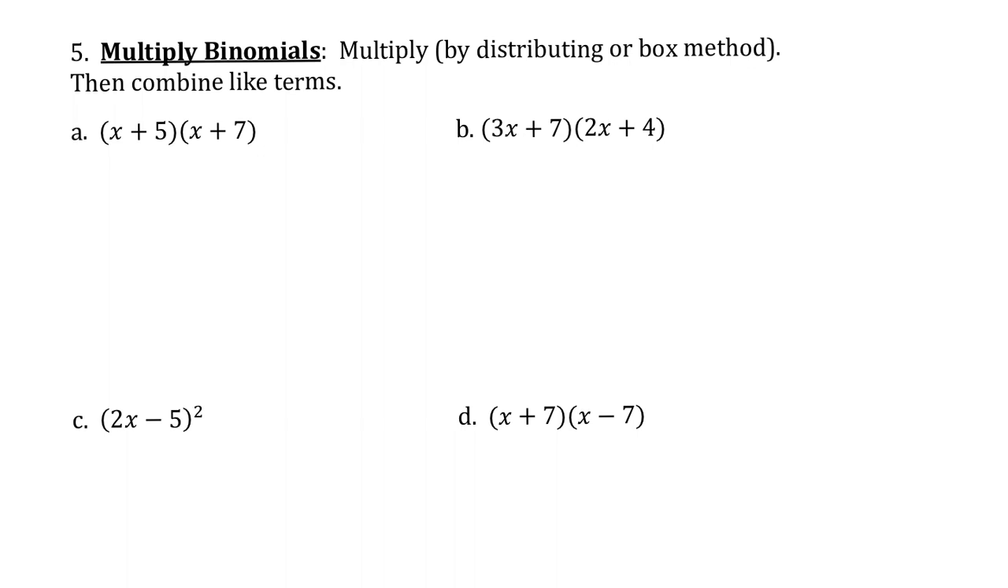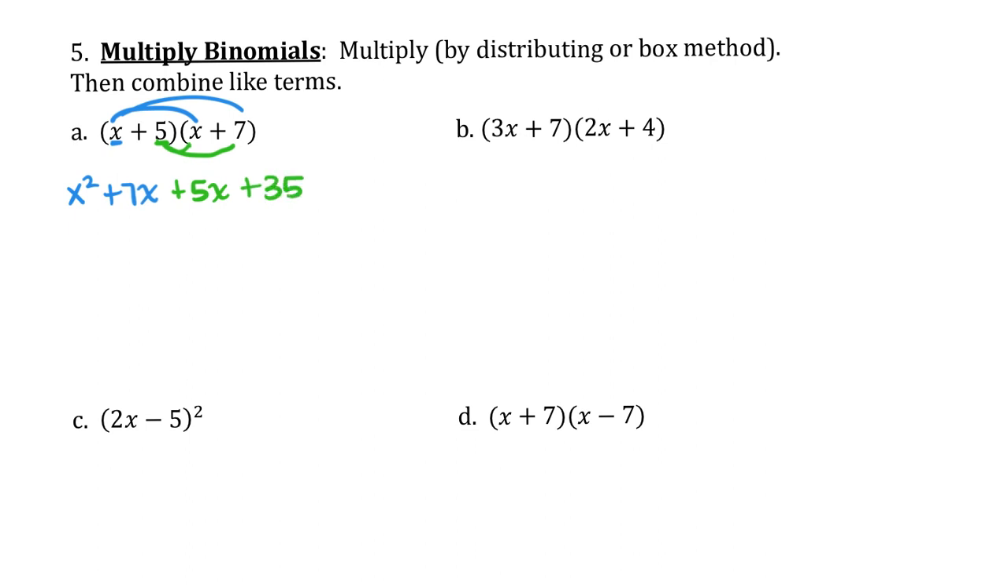Now if you distribute, you need to distribute everything in the first polynomial by everything in the next one. So I'm going to start with this little x. x times x, x to the second. x times 7 is 7x. Now I'm done distributing the x. I need to go back and distribute this 5. Positive 5. So this is a positive 5x. And then 5 times 7, positive 35.